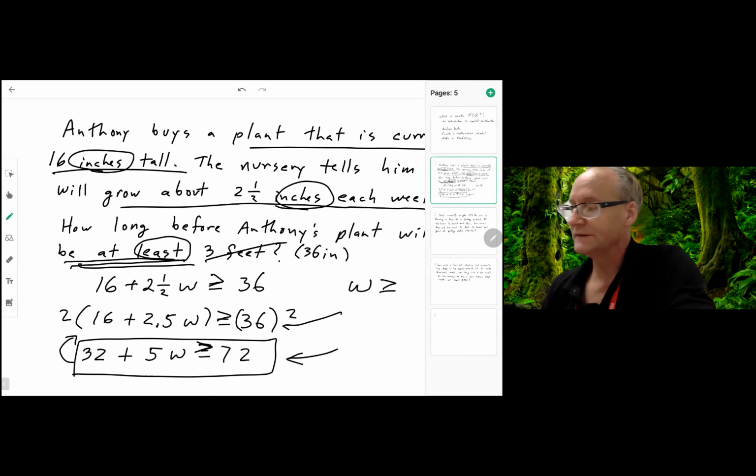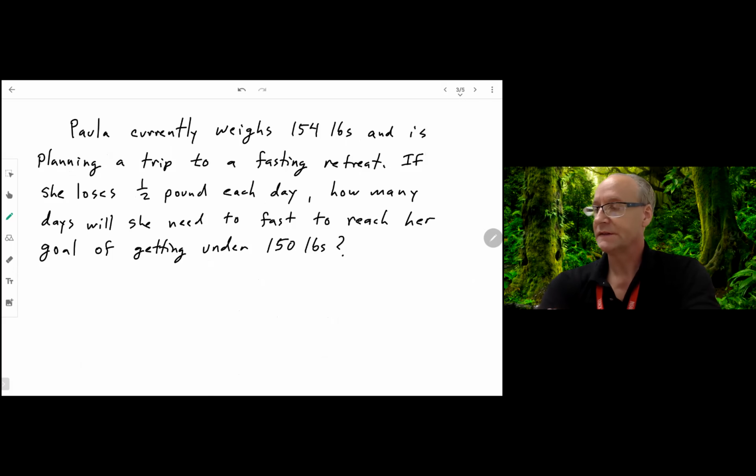Let's see what the next one says. Now this time it says Paula currently weighs 154 pounds and is planning a trip to a fasting retreat. If she loses a half a pound each day, how many days will she need to fast to reach her goal of getting under 150 pounds?